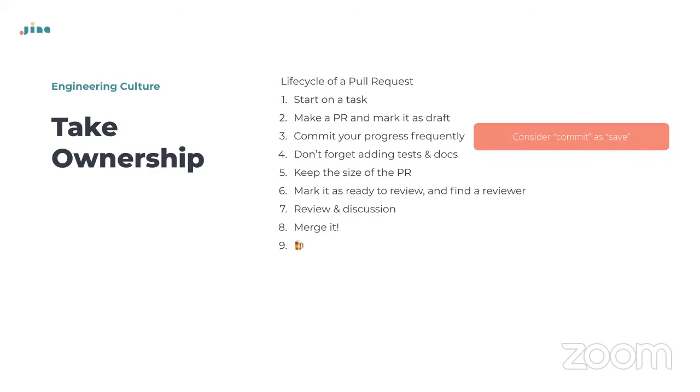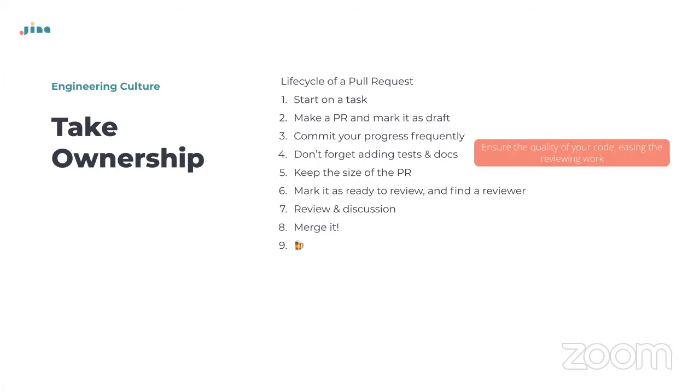And to commit your progress frequently, you can consider commit as a replacement of save, right? Every time you want to save your code, you just commit it to the pull request. And also don't forget about adding tests and docs, because this not only ensures the quality of your code, but also eases the reviewing work, right? Let's say afterward you ask people to review your pull request, and if they find you already have very comprehensive tests and documents, that's a big yes. That's already a good sign on your pull request.